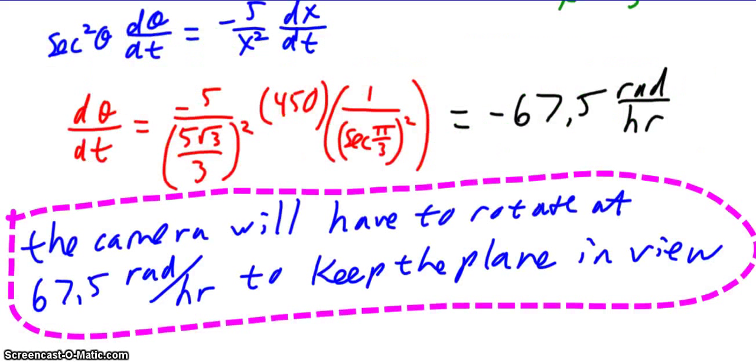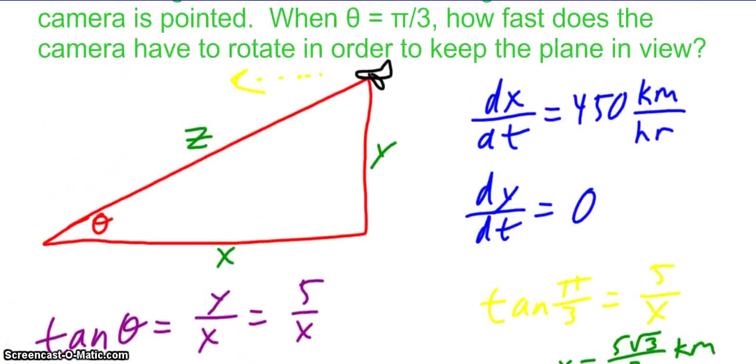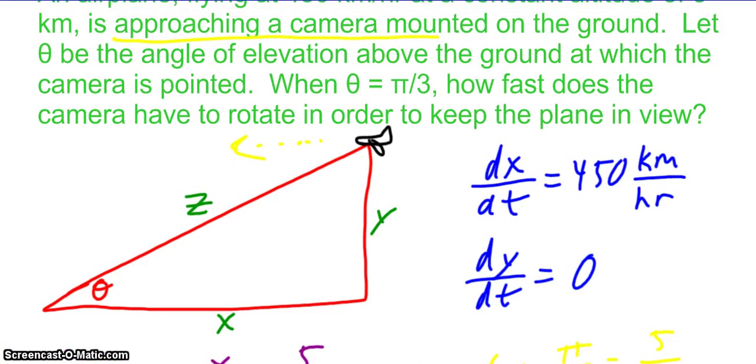Okay, so we should end up with the camera will have to rotate at 67.5 radians per hour to keep the plane in view. I did not specify units, so radians per hour is fine. It's not really a practical measurement. Radians per second would probably be better in this case, but I didn't specify, so it's fine if you left it like that. Alright, here's our picture.